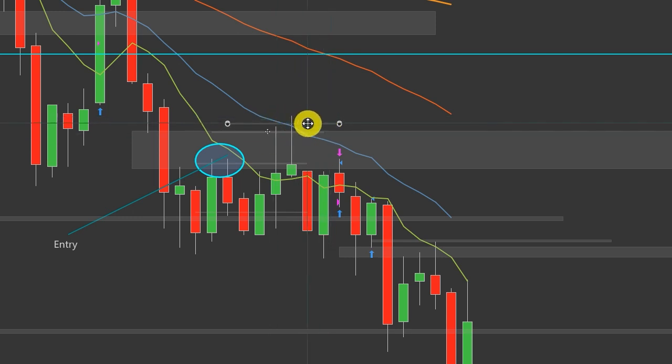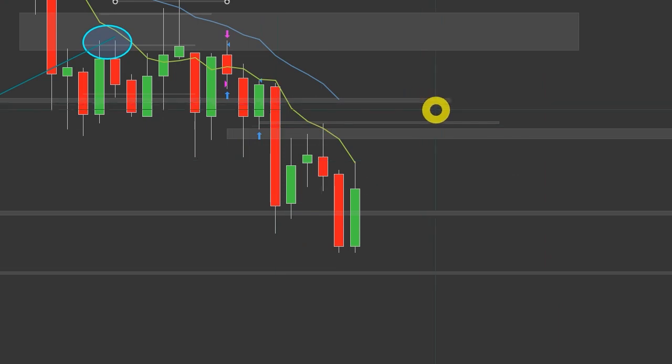A very small loss, but it would have lost nevertheless. That's why I like to slide my stop loss down as it's going. Okay, so here's another example of that taking place.